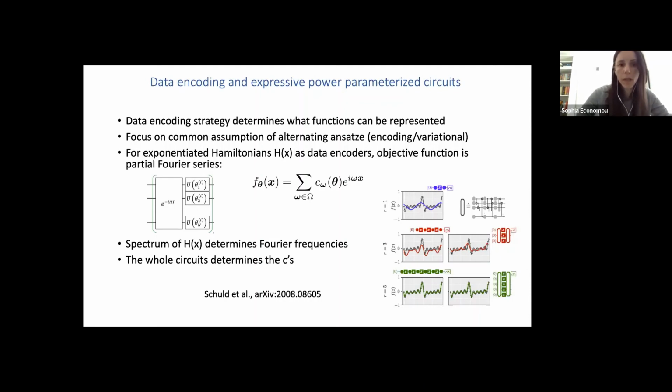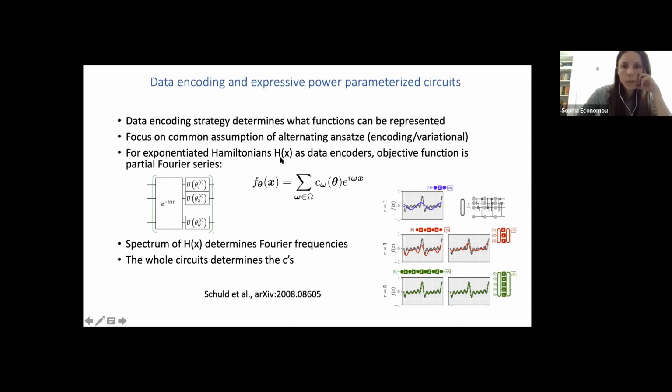So the data encoding strategy determines the result. Their conclusions are here. The data encoding strategy determines what kind of functions can be represented. So you have this in these circuit learning tasks. Usually, there's an exponentiated Hamiltonian that creates the data, that encodes the data. So this is what is used here. So there's a lot of room for further work on this because this is a very specific choice of circuit.